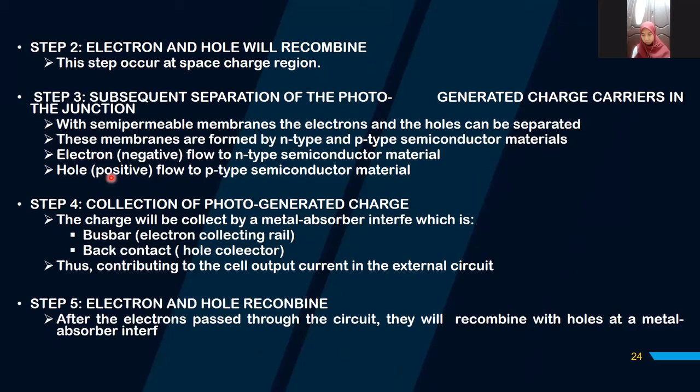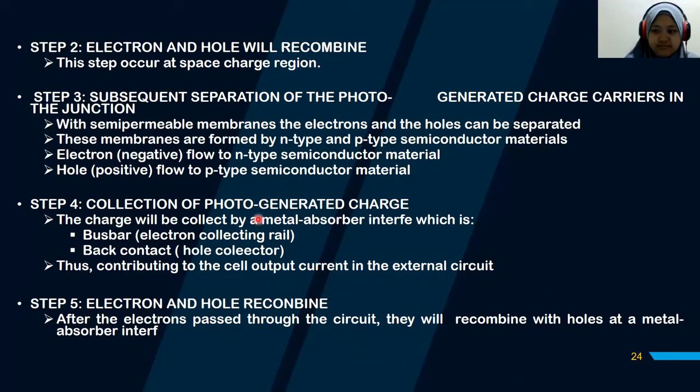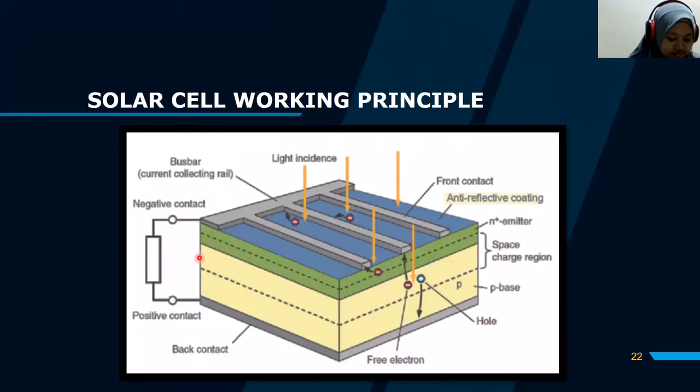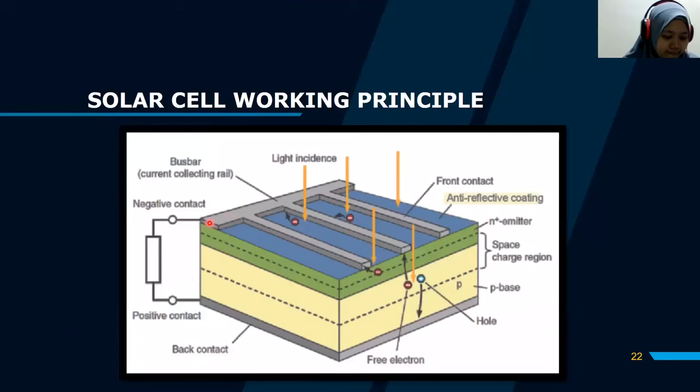Okay, step 4 is the collection of photogenerated charge. The charge will be collected by the metal absorber interval, which is the bus bar. The bus bar is an electron collecting rail. This is the bus bar at the top of the solar cell, and this back contact functions to collect the hole. So this is the back contact at the bottom of the solar cell. Thus contributing to the cell output current to the external circuit. So the electron from the bus bar can flow to the external circuit.